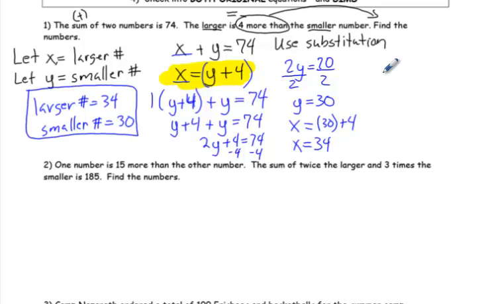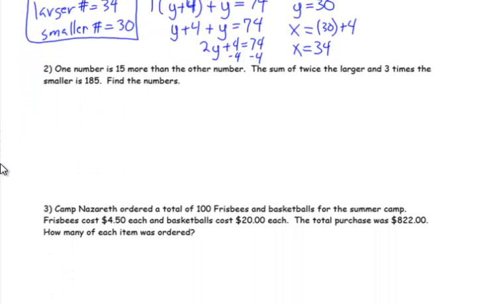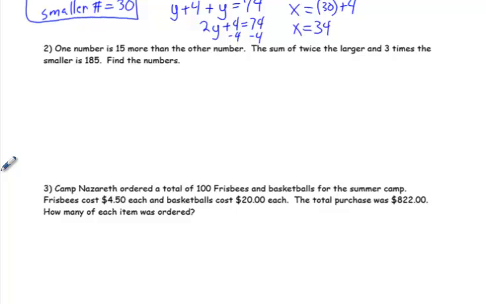Okay, so let's do number 2. One number is 15 more than the other number. The sum of twice the larger and 3 times the smaller is 185. So here again, we got a larger number and we have a smaller number. So let's let x equal the larger number. Let's let y equal the smaller number.